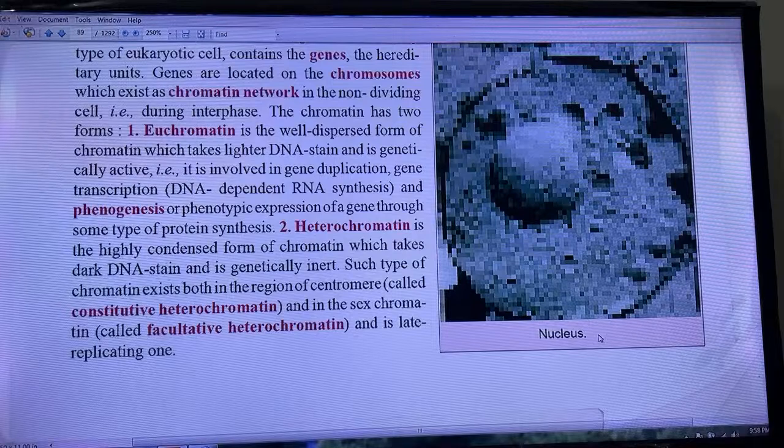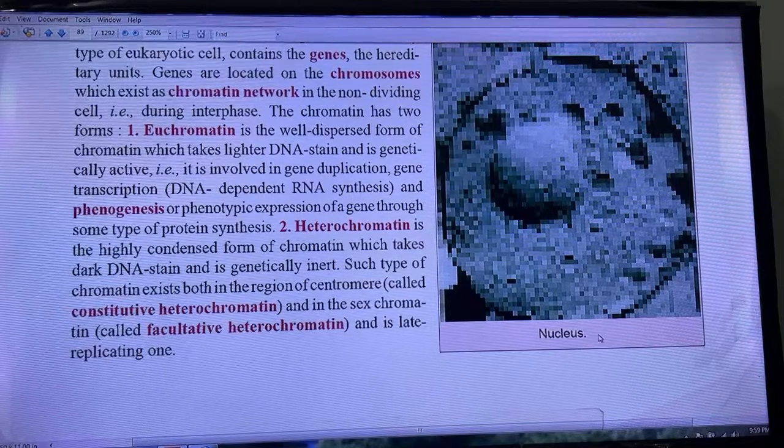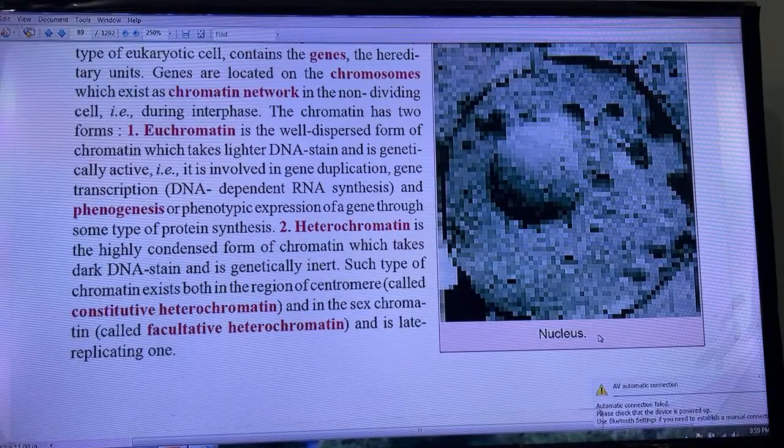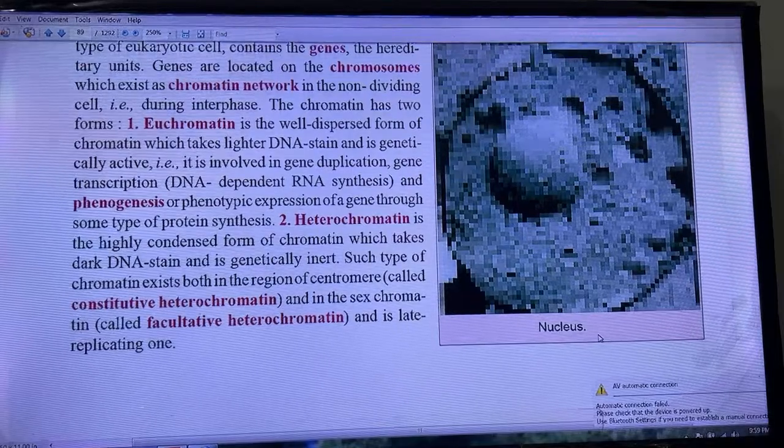Heterochromatin is the highly condensed form of chromatin which takes dark DNA stain and is genetically inert. Such type of chromatin exists both in the region of centromere, called constitutive heterochromatin, and in the sex chromatin, called facultative heterochromatin, and is replicating one.